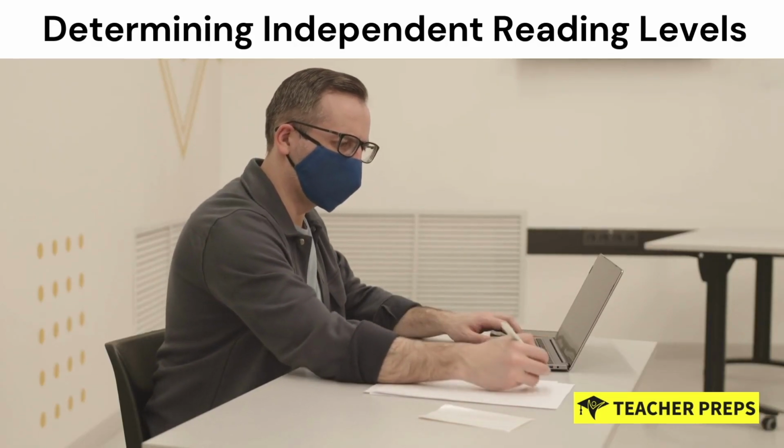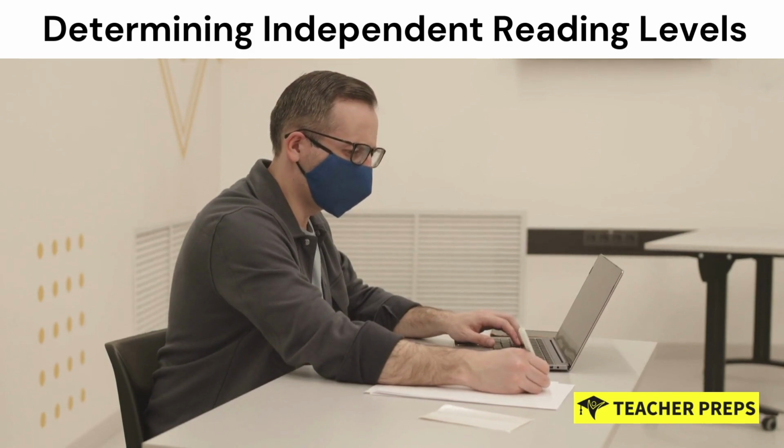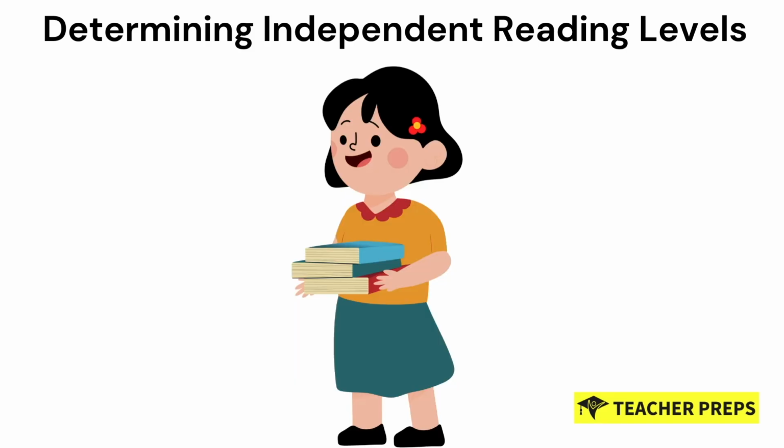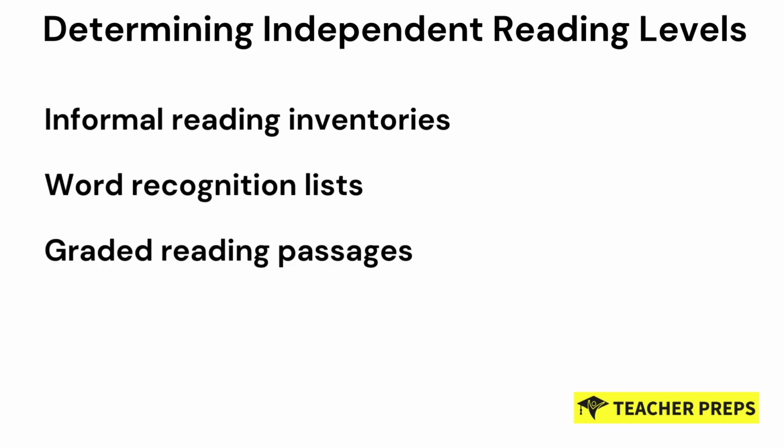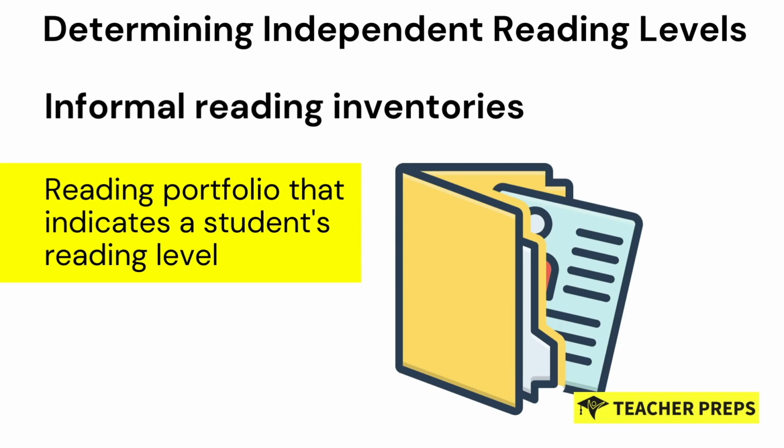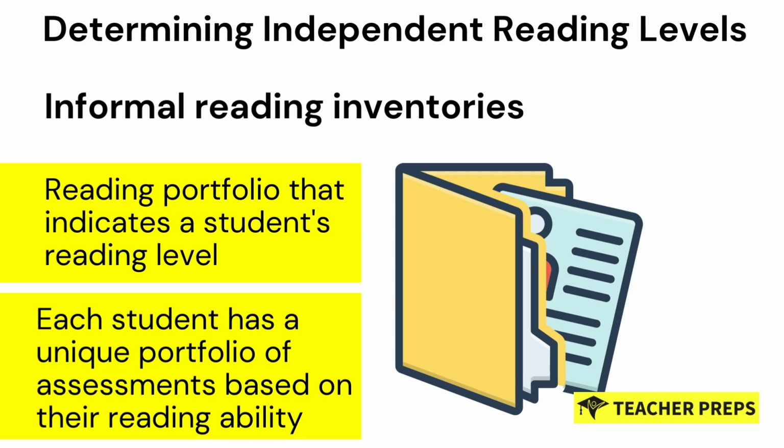In this section, you will learn how to determine students' independent, instructional, and frustration reading levels. Teachers determine students' reading levels using informal reading inventories, word recognition lists, and graded reading passages, where an informal reading inventory is a running collection of assessments that acts as a portfolio of reading achievement for each individual student in order to indicate that student's reading level. The important note about informal reading inventories is that each student will have a unique portfolio of assessments based on their own reading skill and ability.